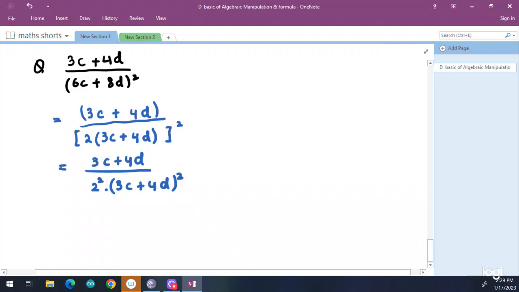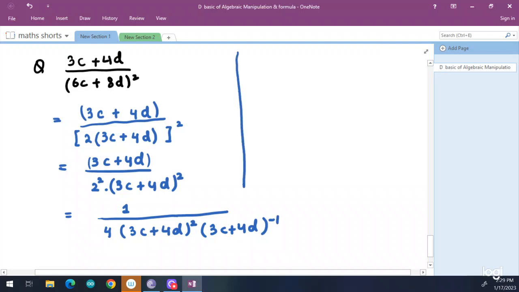square. Now what we will do, we will take 3c plus 4d here in the bottom. When the whole of the denominator comes down, then the denominator leaves 1 in its place. So 3c plus 4d will come whole down, and the 1 will be left here. 4 times 3c plus 4d square over 3c plus 4d to the power minus 1. Okay, so now what we will do, we will have 4 times 3c plus 4d to the power 2 minus 1. It will become 1 over 4 times 3c plus 4d. So the answer is the same.